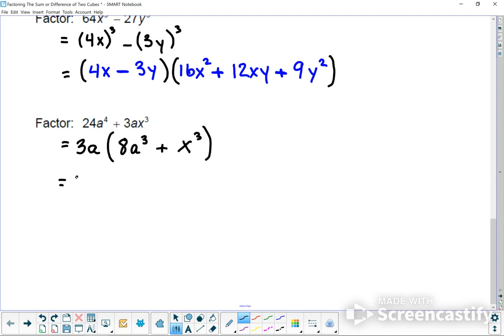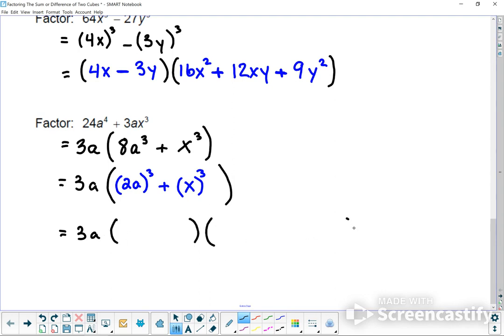Right, so this is going to be 3a quantity. And this one's going to be, so 8 is actually 2, and the a to the third is a to the third. So 8a to the third is 2a to the third, plus, and the x to the third is just x to the third. Okay, and again, if you want, you can put parentheses to show that that's the quantity, that's the amount that you're going to be using. Okay, so my final factor, 3a is one of the factors. I will have my small one, and I will have my large one.